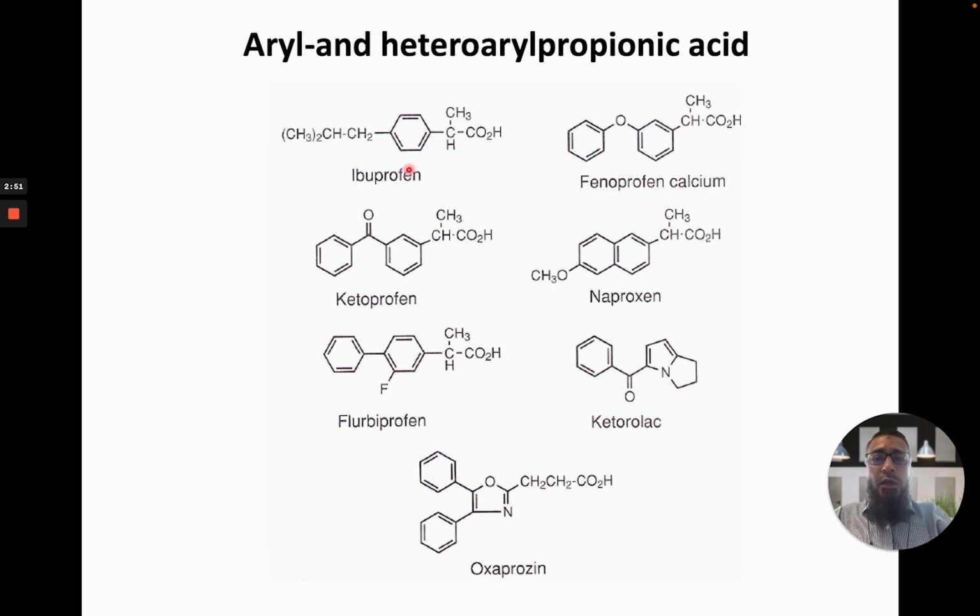So these are some of the examples of aryl and heteroarylpropionic acids. You can see this aryl group, and this is the propionic acid, with 1, 2 and 3 carbons. That's why it comes under the heteroaryl propionic acids. So these are some of the examples. We can see the medicinal chemistry of ibuprofen and naproxen.